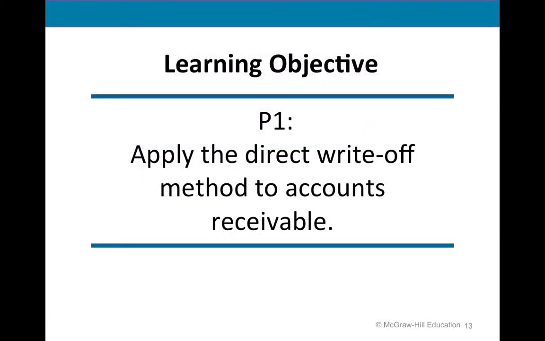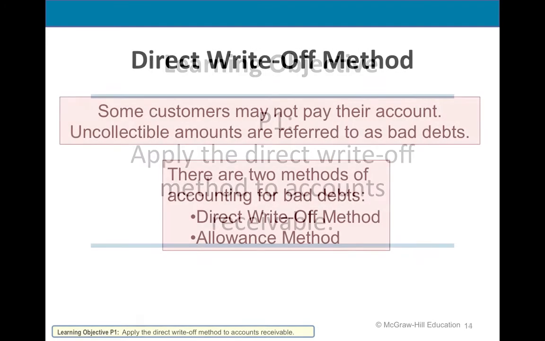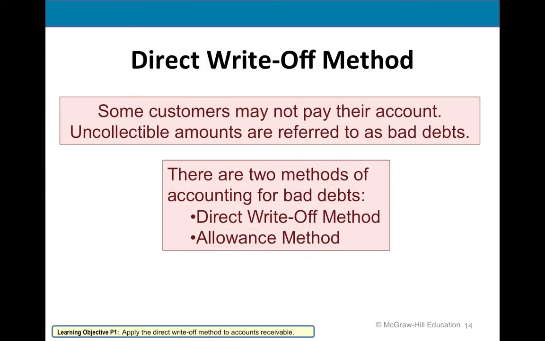Now, the challenges with receivables: you make a lot of sales on credit or services on credit. The big challenge and the drawback is you might never get paid for it, for whatever reason. They might not pay their account for whatever reason. There are two methods we're going to talk about here: the direct write-off method and the allowance method.